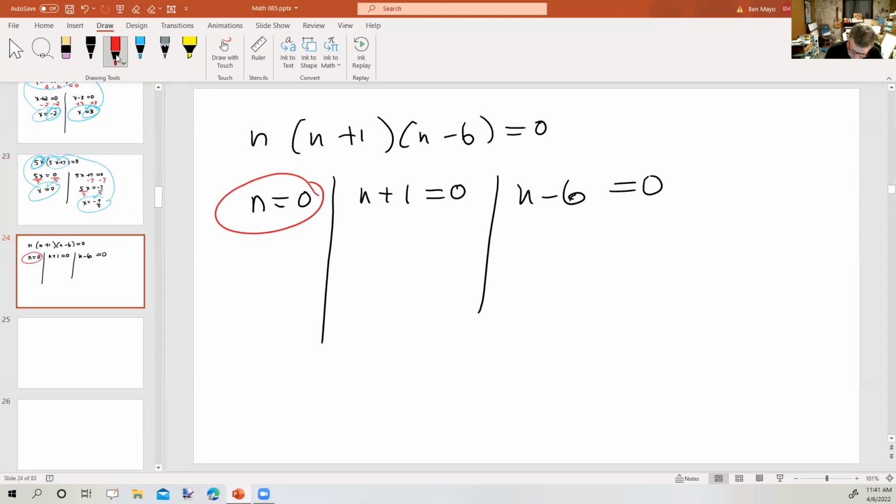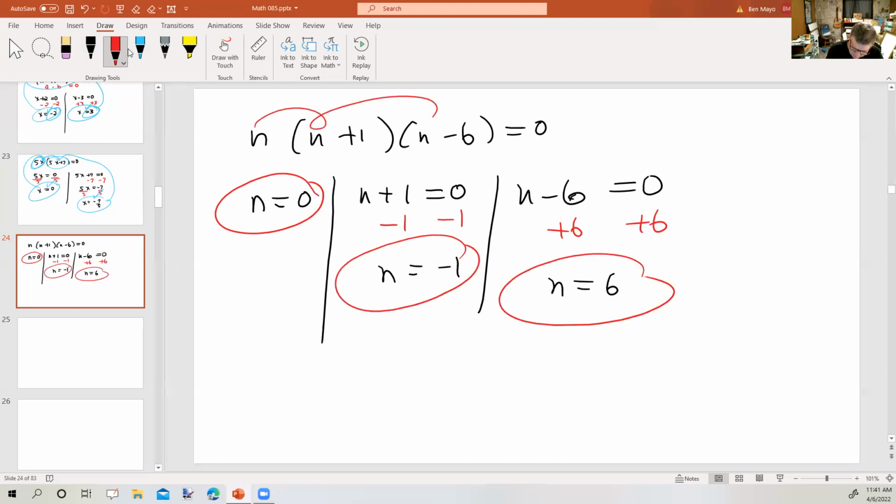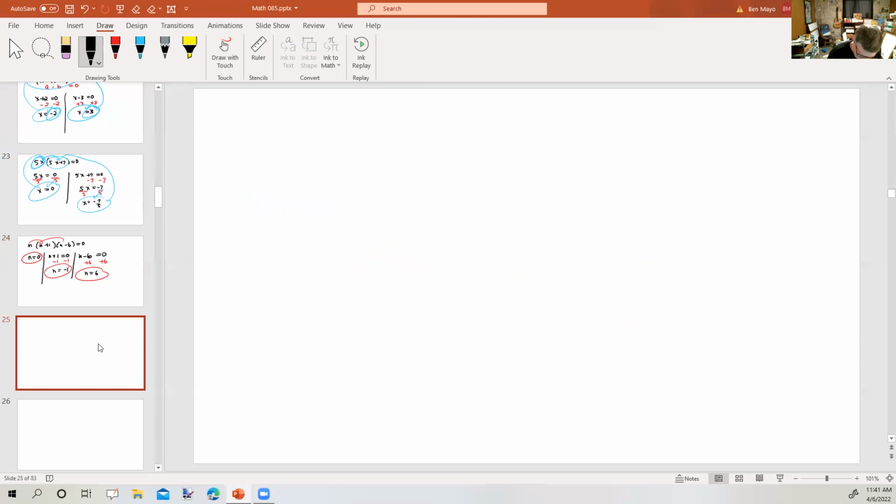If n plus 1 equals 0, subtracting 1 from both sides of the equation, we get n equals -1. If n minus 6 equals 0, adding 6 to both sides of the equation, we get n equals 6. So we have 3 solutions to a third degree equation. And a fourth degree equation would have 4 solutions, and a fifth, et cetera, et cetera.